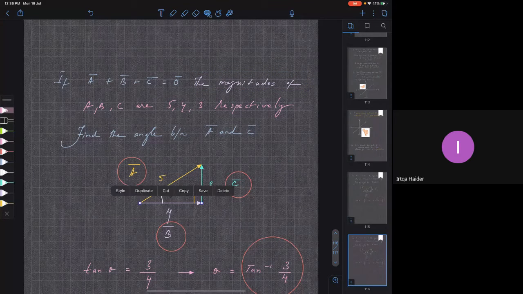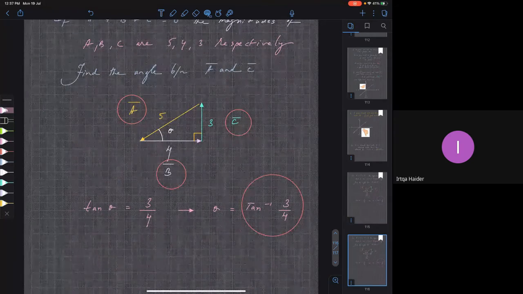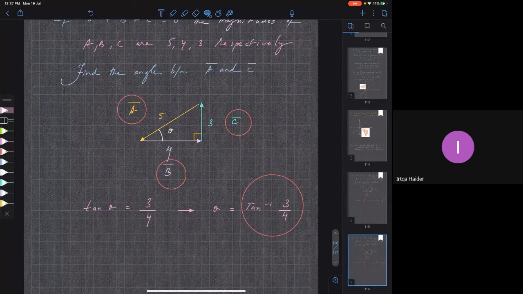Are you getting my point? It will be like this. So a bar will be something like this. Clear? So the angle between a bar and b bar is not this. This is not the angle. What will be the angle between a bar and b bar?